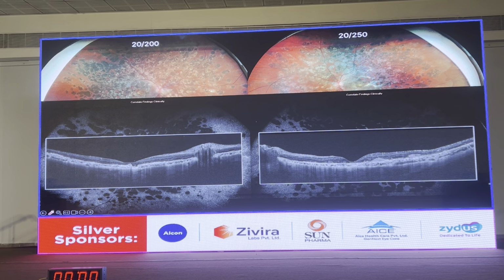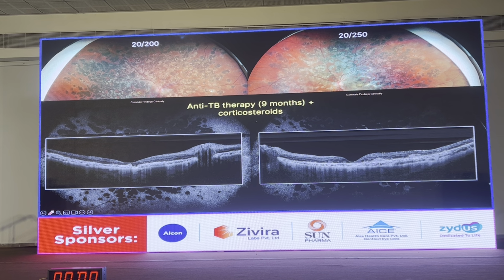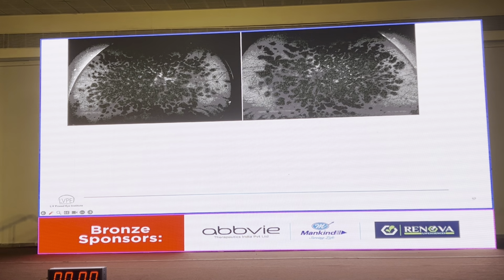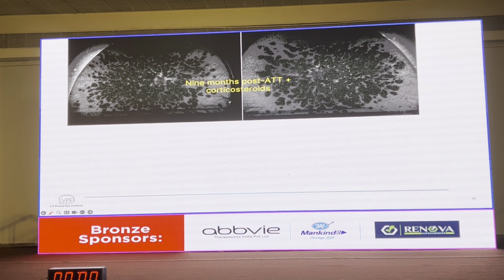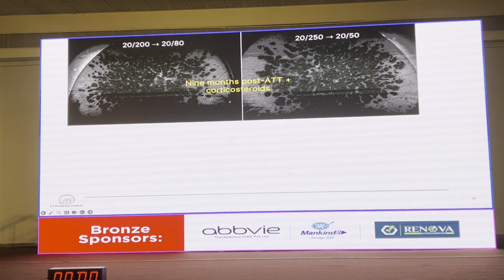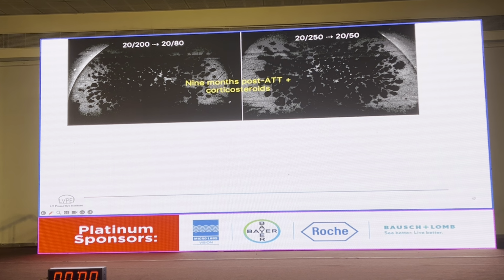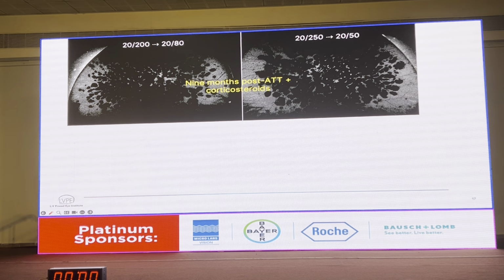And you see the outer retinal atrophy on the OCT as well. So we went ahead and treated with anti-TB and steroids, and you look at the picture after 9 months. It appears very similar to what it was before, but see what has happened to the vision. Vision in the right eye has changed from 20/200 to 20/80, and the left eye from 20/250 to 20/50. No change on the autofluorescence.